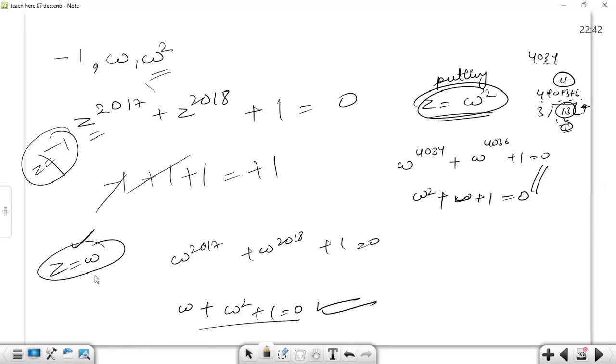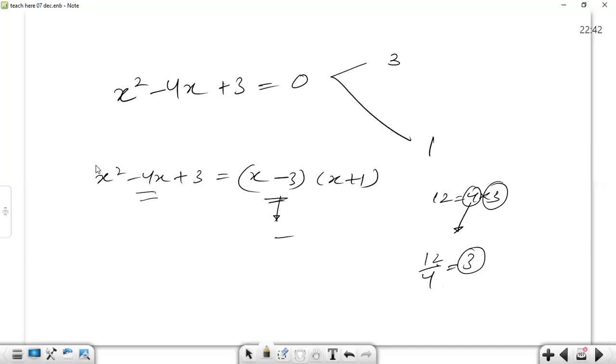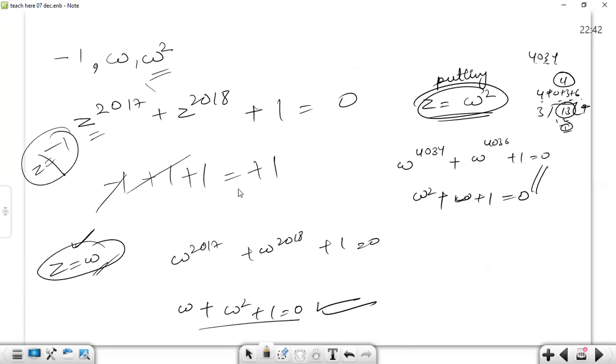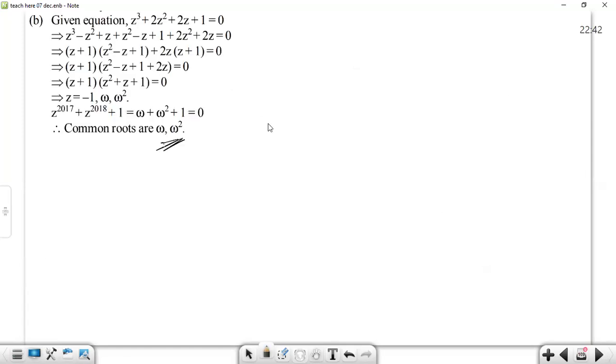So what are the common roots we have found? Omega and omega square, not minus 1. So there are two common roots, omega and omega square. So let's check and take the right answer. There are no options here. So these are omega and omega square. Let's check the answer. Yes, it is so. They have used a different method where they have simplified the cubic equation and then solved for the remaining. I found that to be simpler, so I explained it using the division of two functions.